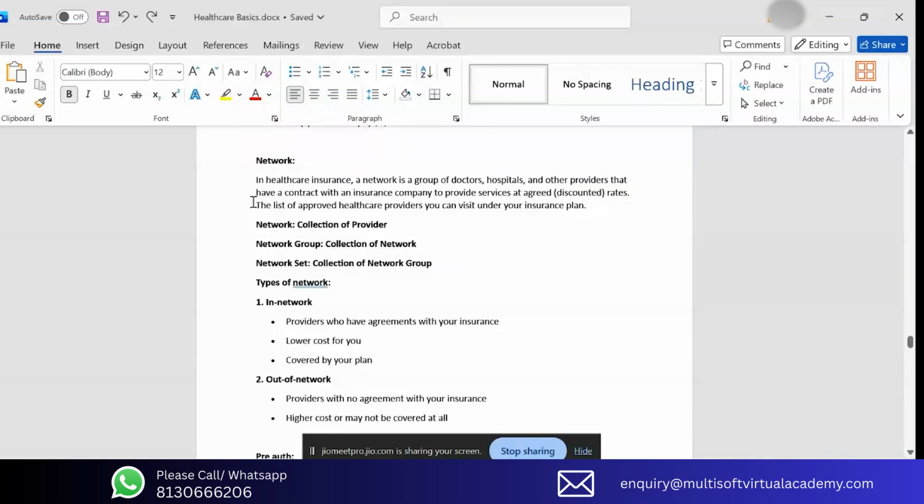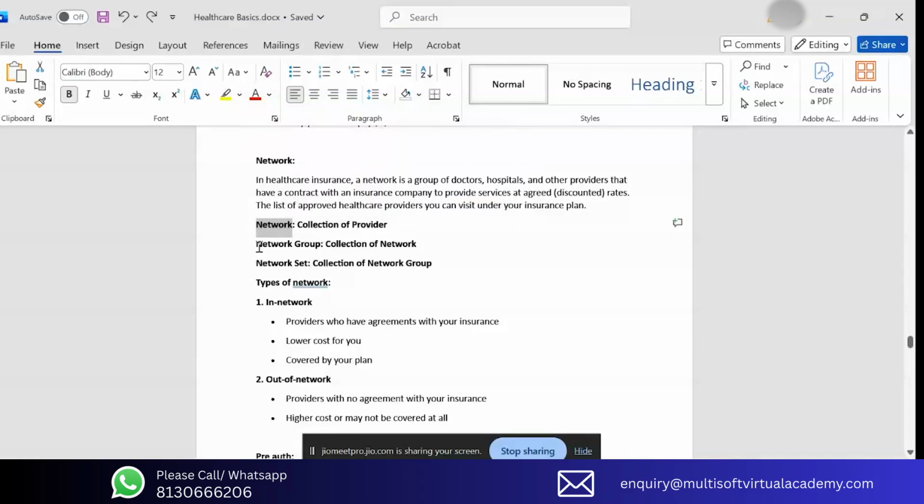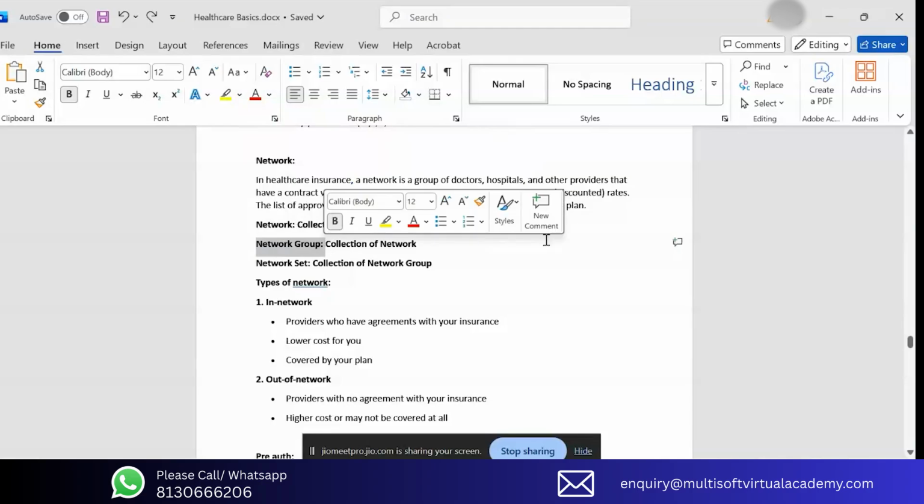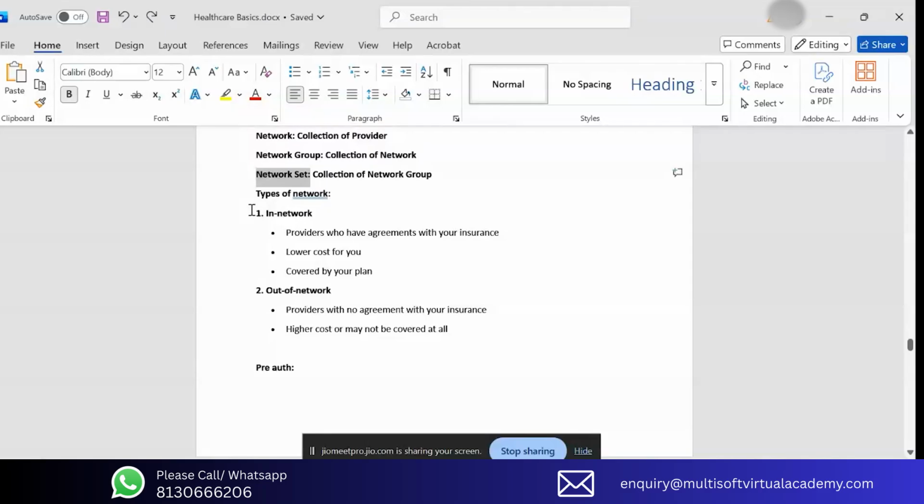A network is a collection of providers. A network group is a collection of networks, and a network set is a collection of network groups. How would I explain this in a better way? It is a network when you say New York, a network group when you say multiple states like New York in America, and a network set when you say a collection of network groups. Now, the type of network.